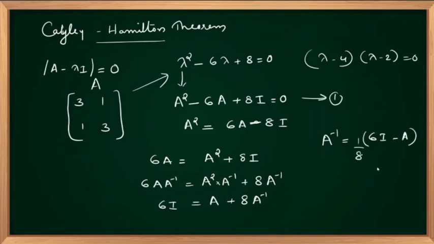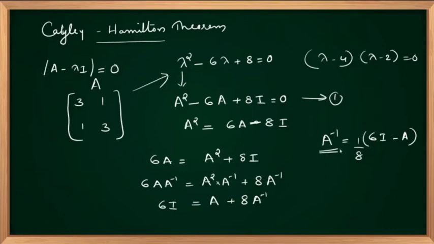So that is a very interesting result because I can evaluate the inverse of a matrix simply by scaling the identity matrix, subtracting the original matrix, and scaling by a constant. You don't need to bother about the adjoint of a matrix, the determinant of a matrix, etc., to evaluate A inverse, correct?